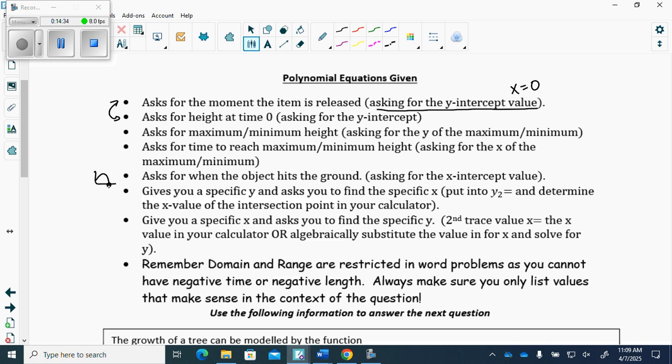If they give you a specific y and ask you to find the specific x, you put it into y2 and find out where they cross, correct? If they give you a specific x and ask for a specific y, then second trace value, x equals, you put the value in. And this is the key thing. Remember, domain and range are restricted in word problems as you cannot have negative time or negative length. Always make sure you only list values that make sense in the question. So if you get like time equals negative 4.1 seconds, no, you're not going back in time. So that one wouldn't count.